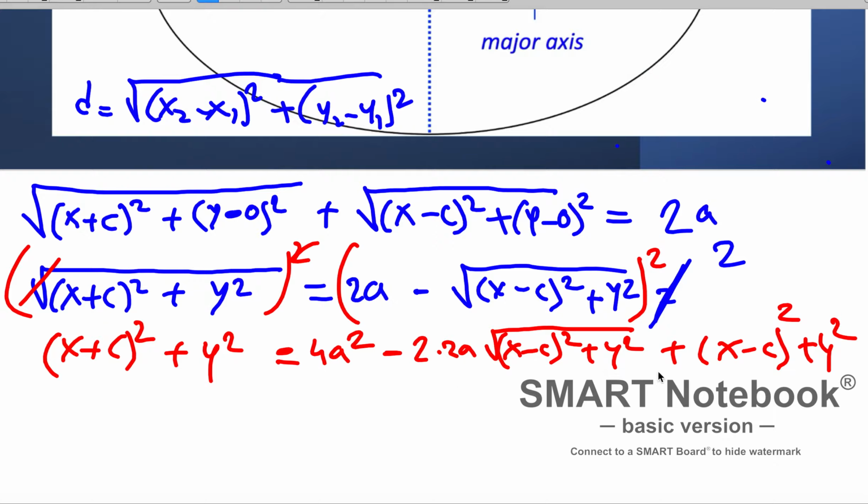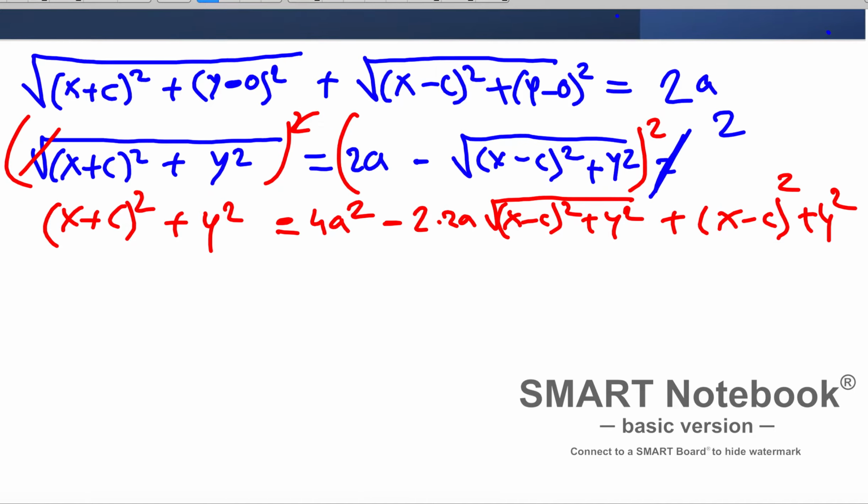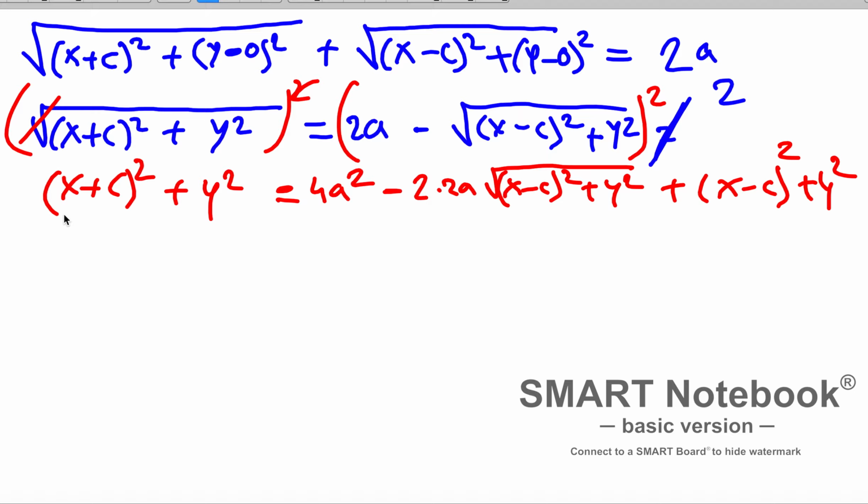And now I'm going to distribute everything. Okay, I'm going to expand everything. So let me move further. If I'm expanding this one with the binomial formula, I have the first term squared plus 2 times the first term times the second term plus the second term squared. So the first term here is x squared plus 2cx plus the second term squared, plus c squared, plus y squared, and this is equal.